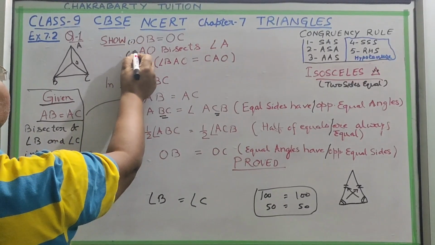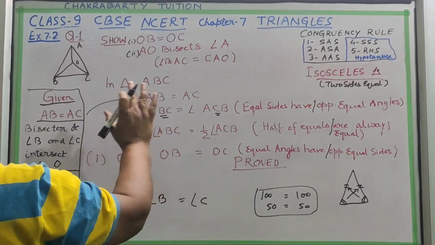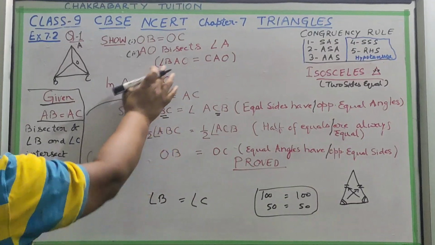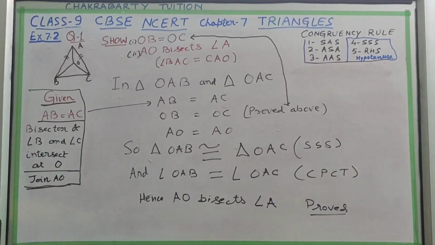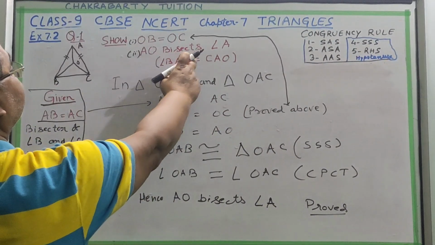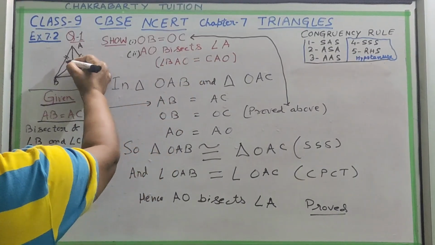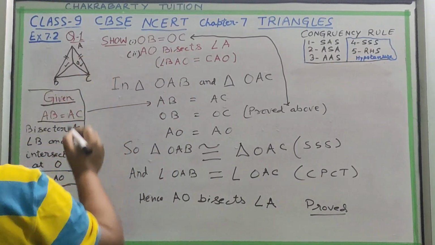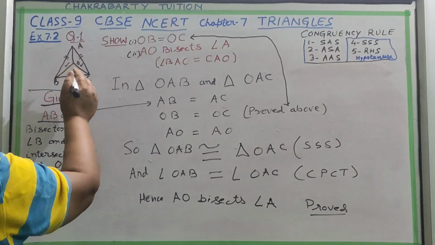Now we are going to part 2. We will prove that also. Now it's the second part we are doing. For proving it, what we have to do is prove that this triangle and this triangle are congruent. So how can we prove it?